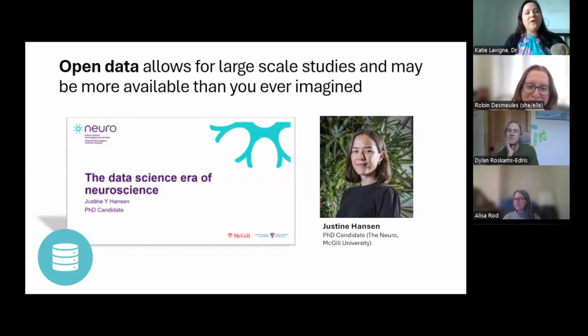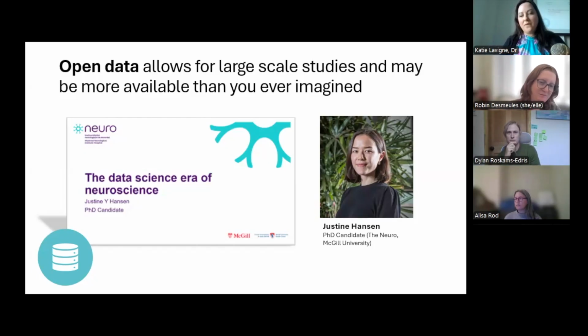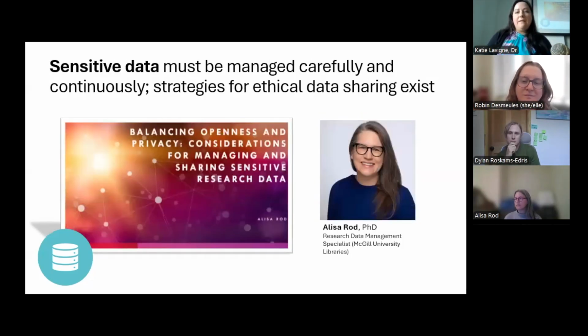She talked about her work looking at open data, which involves contacting a large amount of researchers to ask for their data to integrate into a really exciting neuroscience platform. So this was a really interesting foray into data reuse and also into data sharing from the other perspective.